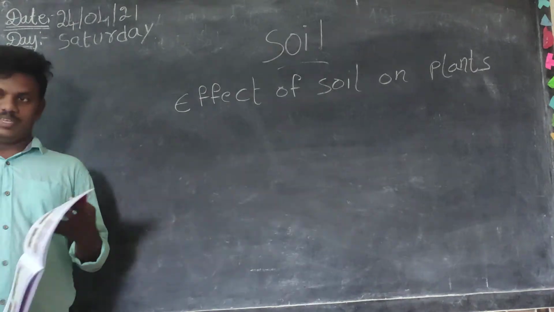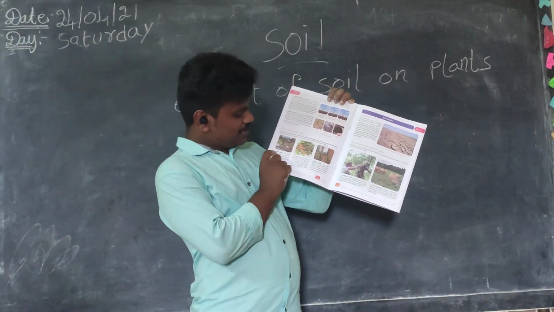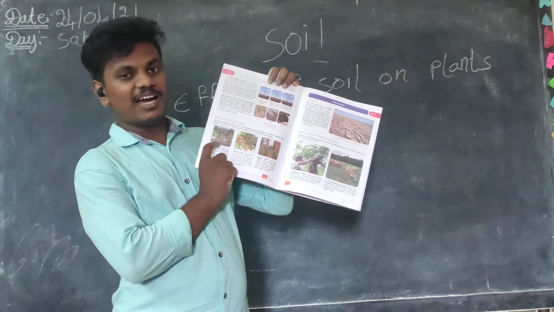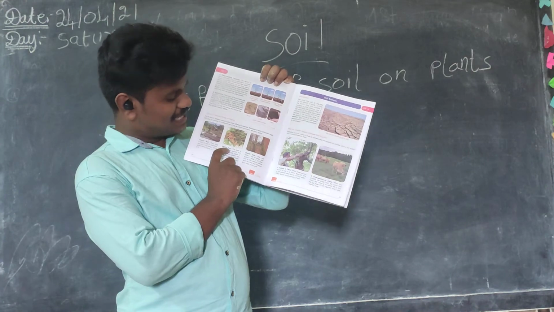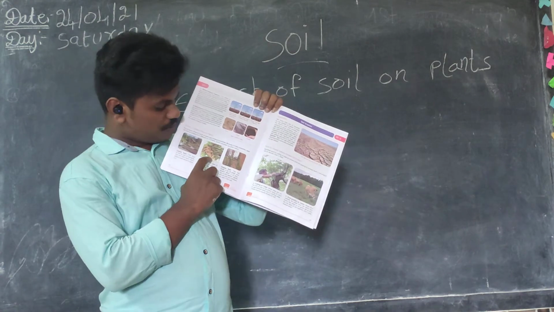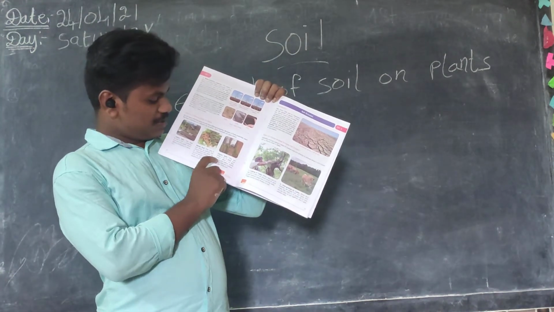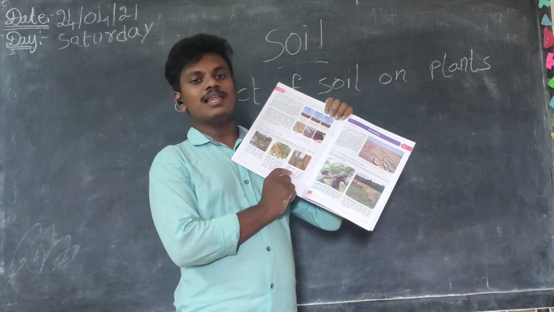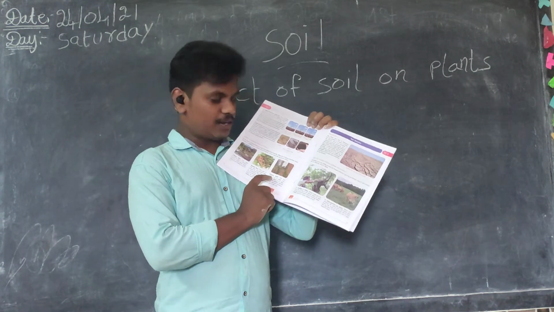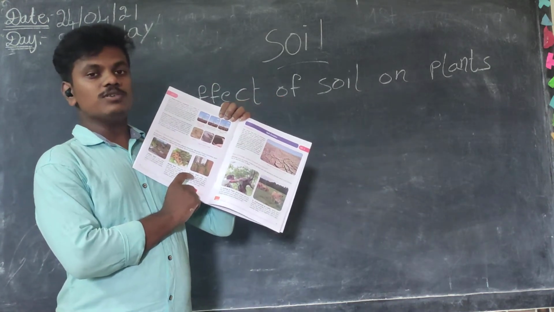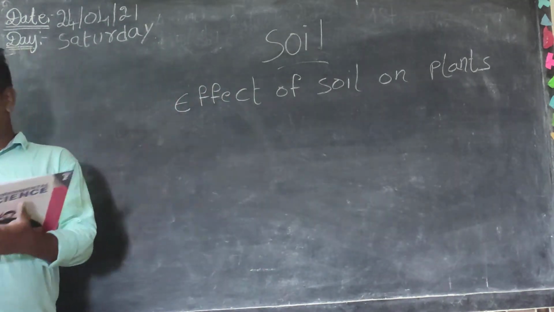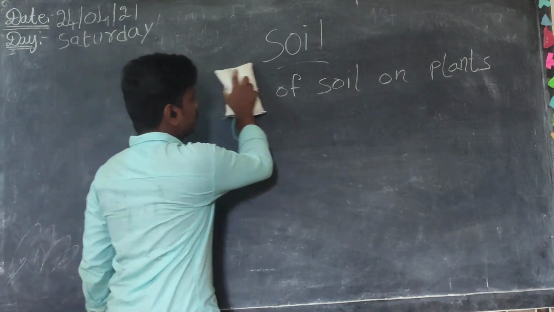Let us see a picture of this. This is loamy soil, right? So this we use for farming and for cultivation. This is sandy. Sandy soil means groundnuts, carrots, all those grow in sandy soil. Next, what is clay soil? Clay soil has high capacity of holding water. So flowers and gardening use clay soil. So these are the effects of soil on plants. Okay, here we completed this.